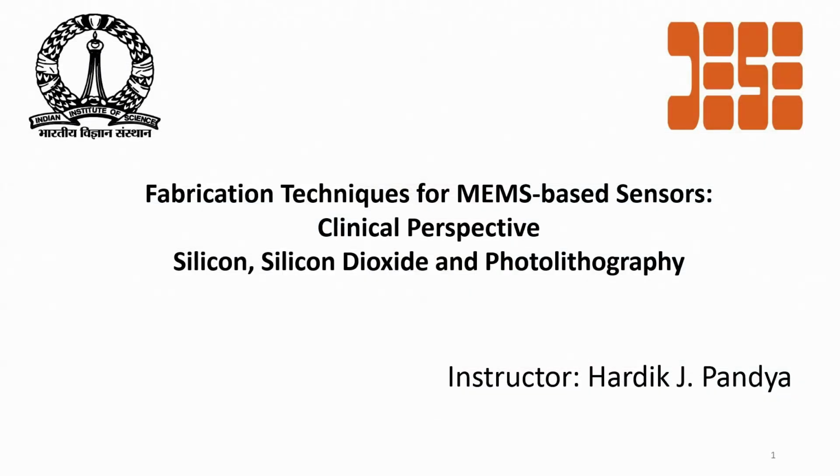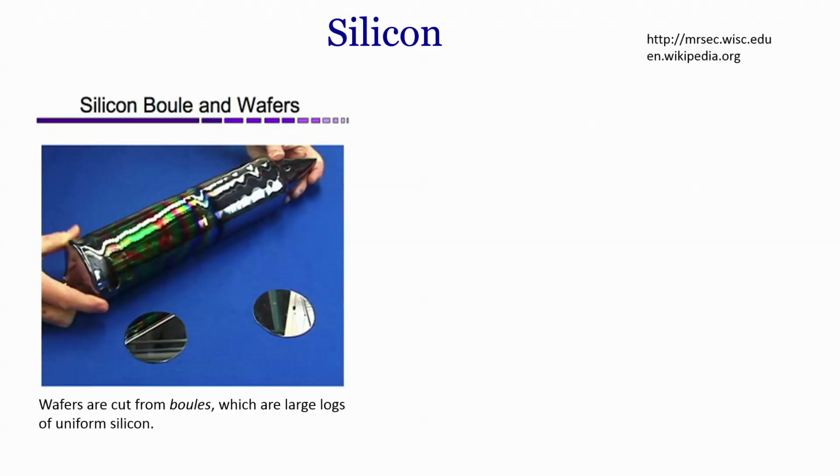Now, the point here that we need to understand is how we can get this silicon wafer, because in more than 70% of the devices available around us today, the base is silicon. So, when we talk about silicon, how can we get this silicon from the raw material? That is the idea to understand in today's module. Let us see on the screen, silicon boules and wafers. We have just seen a 4-inch wafer, and this wafer comes from the boules, which are large logs of uniform silicon, like this.